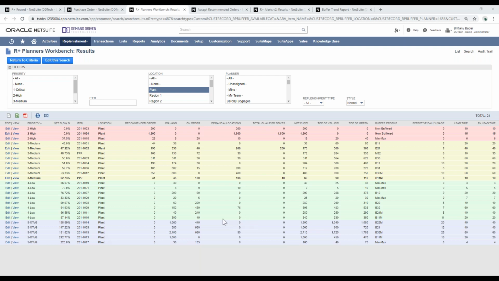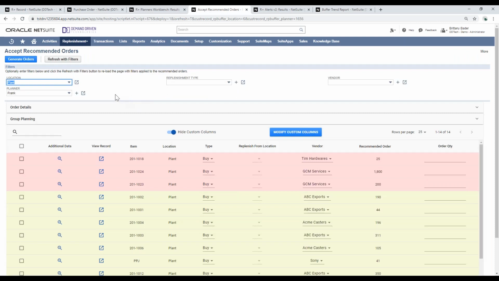So again, just great visibility for a planner to know where they should spend their time for the day, what needs to have actions executed on them. Where I would take those actions are on the Accept Recommended Orders page. I've filtered again by Frank at the plant, and this is where I'm going to generate my orders and take action off of that information in the planner's workbench.